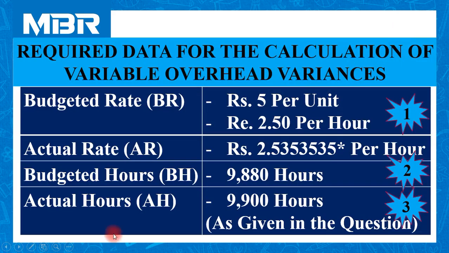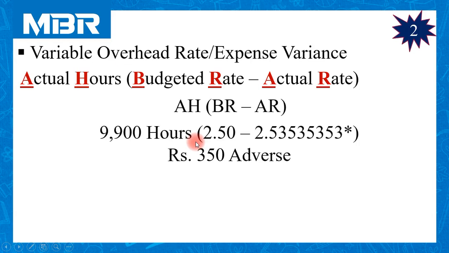Now move to the calculation. Actual hours 9,900, budgeted rate rupees 2.5 per hour, because we need to multiply these items with the hours, minus actual rate 2.535353. Insert the figure in the question. 9,900 hours into bracket 2.5 per hour minus 2.535353, recurring in nature, your calculator is saying yes. So the amount of difference is rupees 350 and it is referred to as adverse.